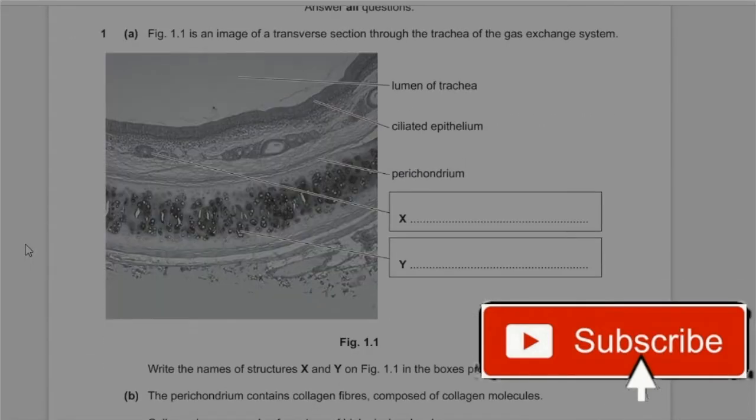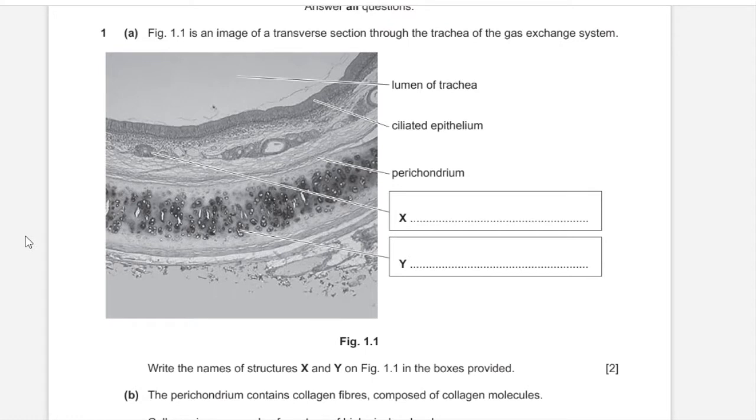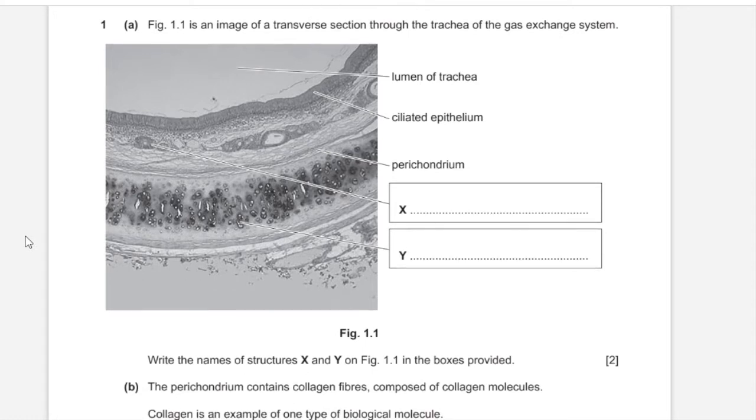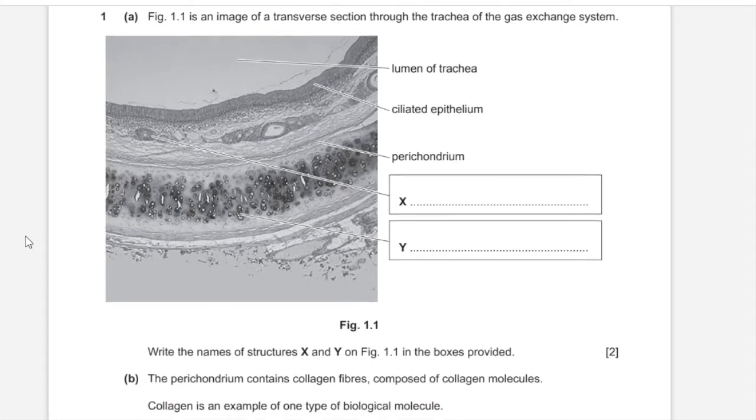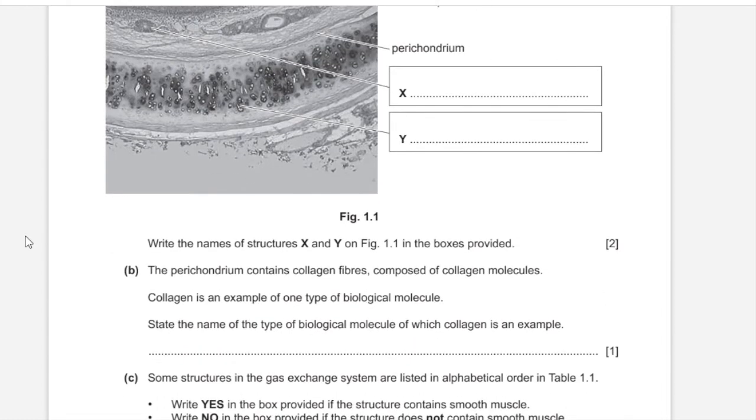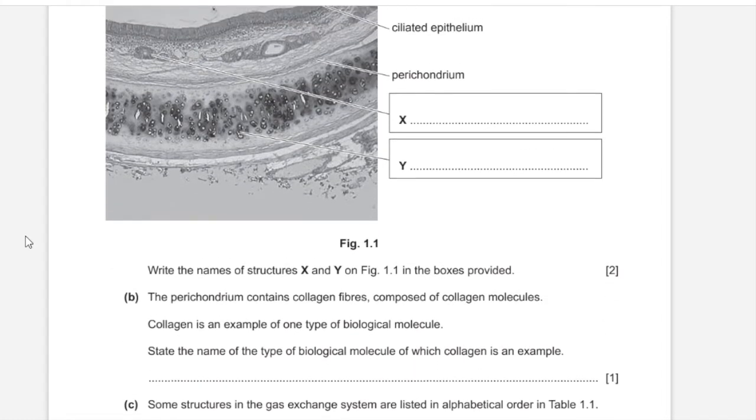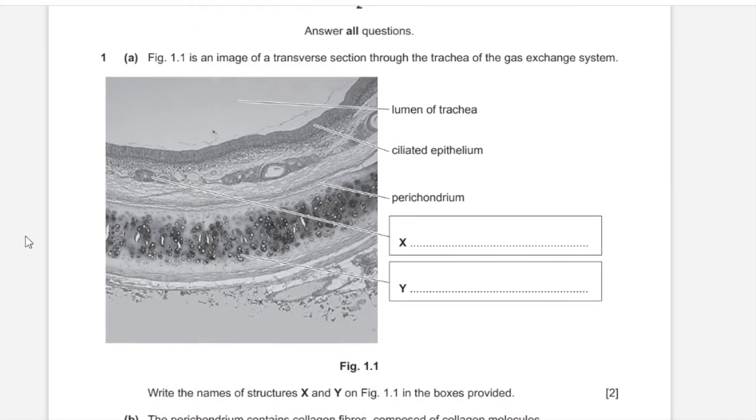Starting with question number 1a, figure 1.1 is an image of a transverse section through the trachea of the gas exchange system, where you have a few labels. Write the names of the structures X and Y in figure 1.1 in the boxes provided.